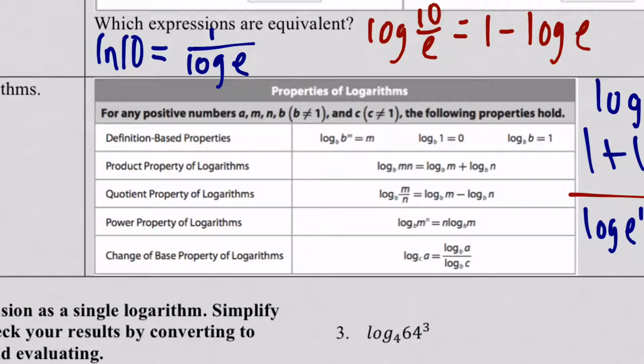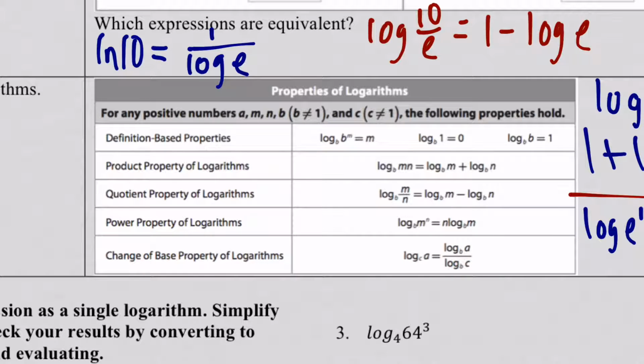Okay, and the final one is one that I really want to practice with you guys in class in person, because it's one that you need to get used to. It's called the change of base property, which basically says that you can change the base of any logarithm to whatever you want. And this one is very, very useful.